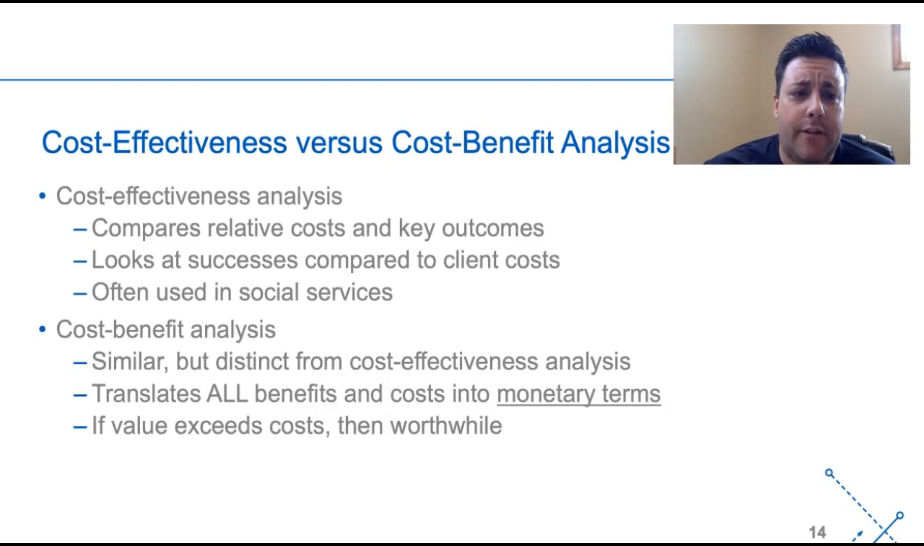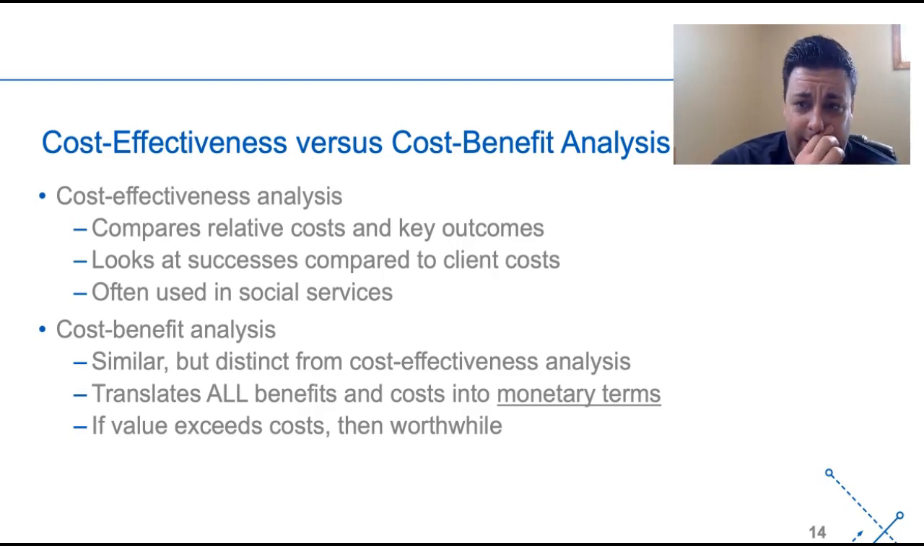So let's just conclude by talking about what cost effectiveness is versus what a cost benefit analysis is. A cost effectiveness analysis really compares the relative costs against those key outcomes. It looks at sort of the successes compared to those client costs, and it is often used in social services to sort of evaluate the effectiveness of a particular program.